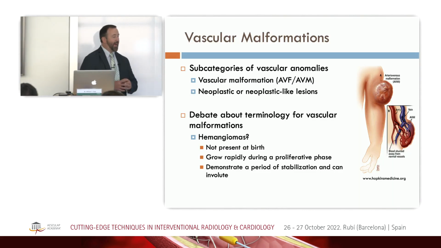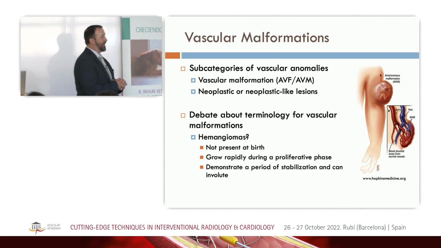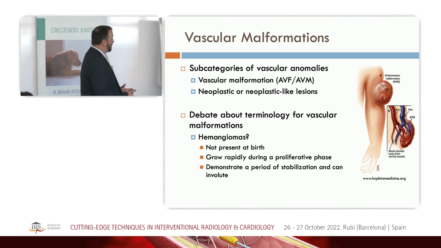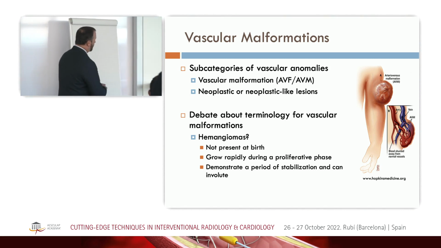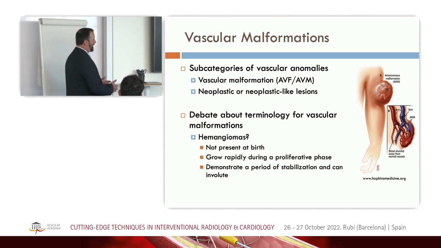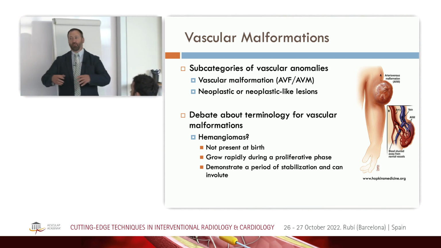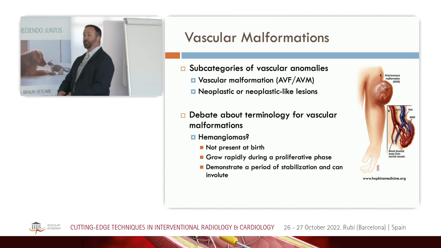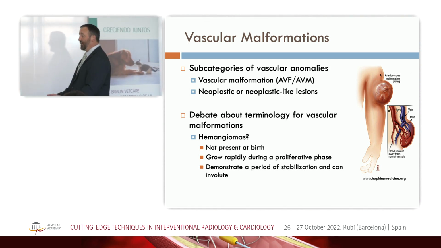So what are vascular malformations? I kind of start with this lead off because when we think of vascular anomalies, the term vascular anomaly is a nice catch-all to use to describe all of these things we see. What's the most common vascular anomaly that we see?